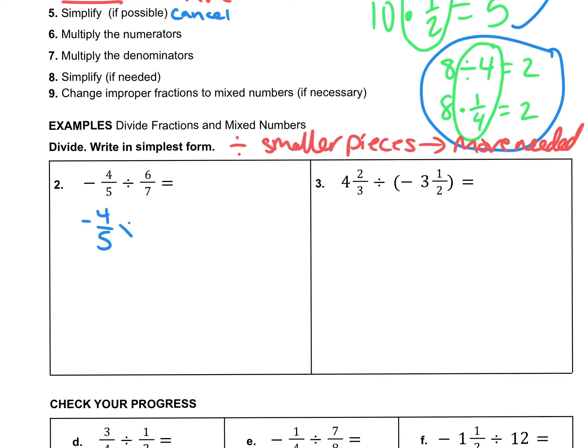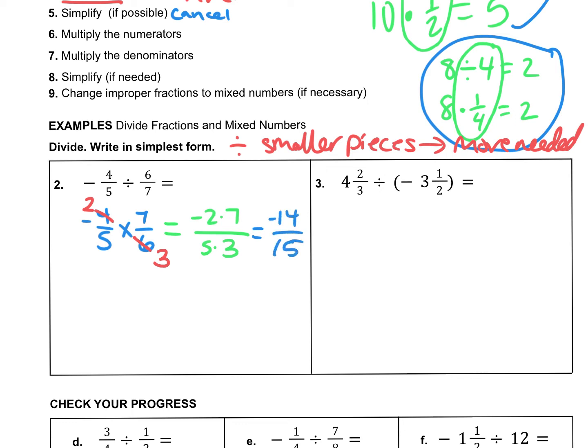So I'm going to multiply by the reciprocal of 6/7, which is 7/6. Multiplication question. I could go straight across, or I can see that 4 and 6 share a factor of 2 because they're both even. So 2 goes into 4 twice. 2 goes into 6 3 times. So then I can multiply across: negative 2 times 7 over 5 times 3, for a quotient of negative 14/15.